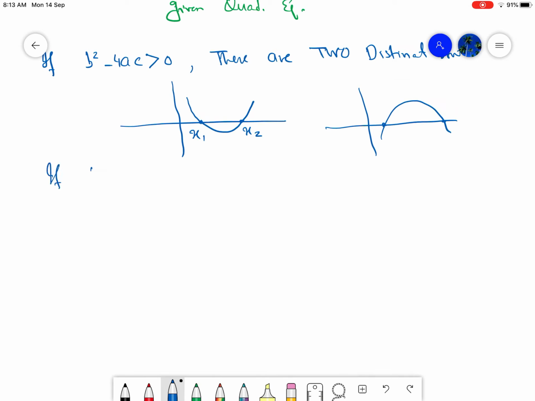Similarly, if the discriminant is equal to 0, then we can say that there are two equal roots. Now we use the term two because we are talking about quadratic. A quadratic equation normally has two factors, two values. So we are saying there are two equal roots, or basically it is one repeated root.